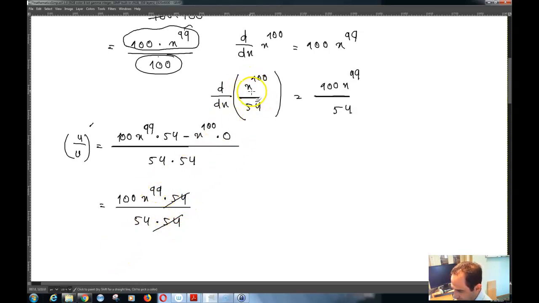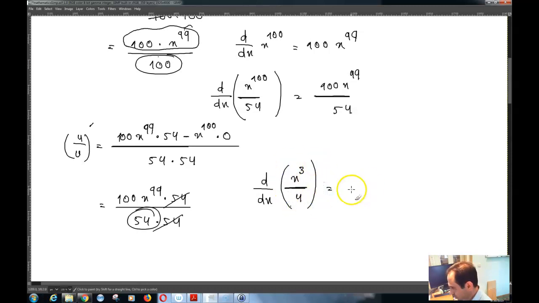So you can see that the derivative of x raised to the power 100 is 100 times x raised to the power 99, and then the 54 you can just write over here as it is, and that's the derivative of the whole function. Or if you had, for example, d by dx of x raised to the power 3 over 4, we would write this as the derivative of x raised to the power 3, which is 3x squared, over 4. And that would be the derivative of your function.